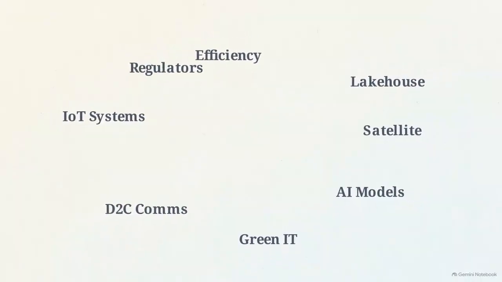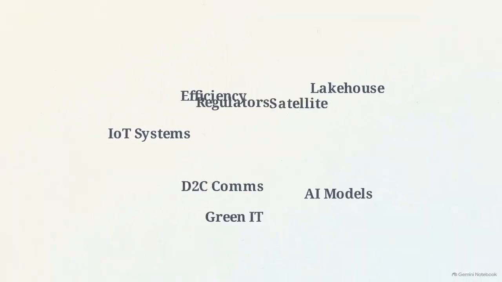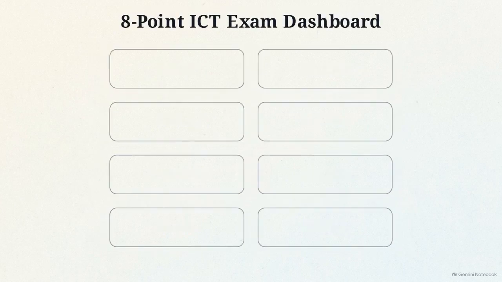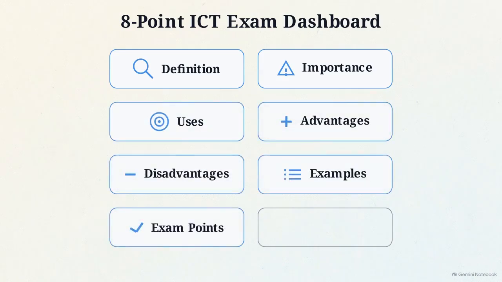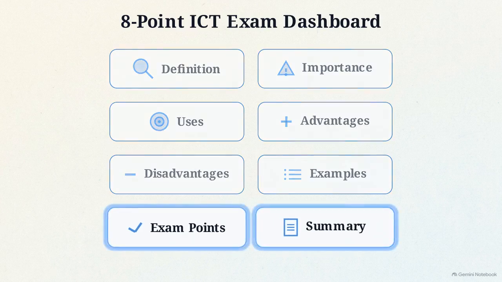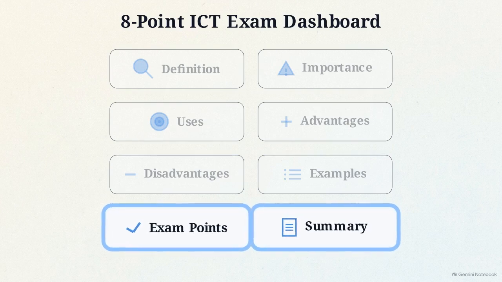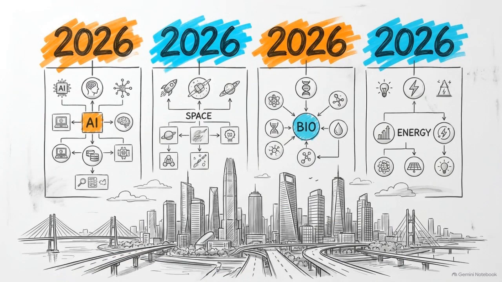Passing university-level exams on these systems requires a structural framework rather than rote memorization. We will use this 8-point ICT exam dashboard to break every technology down by its definition, importance, uses, advantages, disadvantages, examples, exam points, and summary. This matrix extracts the specific, testable metrics evaluators look for. We are focusing heavily on these last two boxes to ensure you are ready for the actual exam questions. Mastering these 8 metrics for 4 specific 2026 technologies provides the baseline you need to navigate the modern digital landscape.